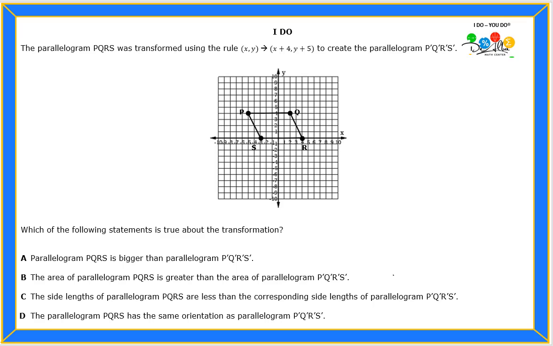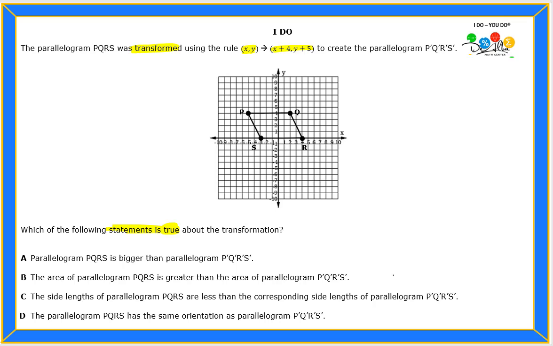And it says, the parallelogram PQRS was transformed using the rule (x, y) changed to (x + 4, y + 5) to create the parallelogram P'Q'R'S'. Which of the following statements is true about this transformation? Okay, so we're looking for a true statement, right? And they're telling us that it was transformed and they're giving us the rule.